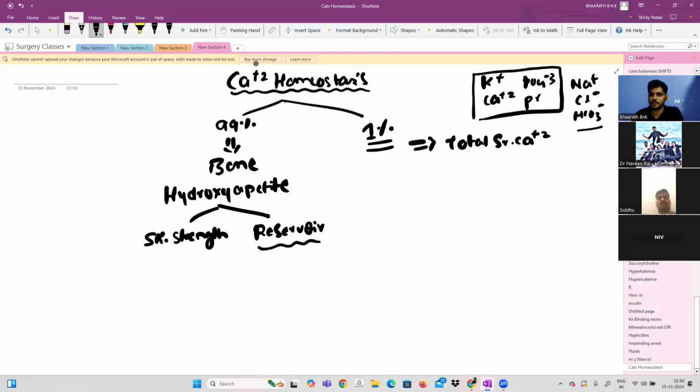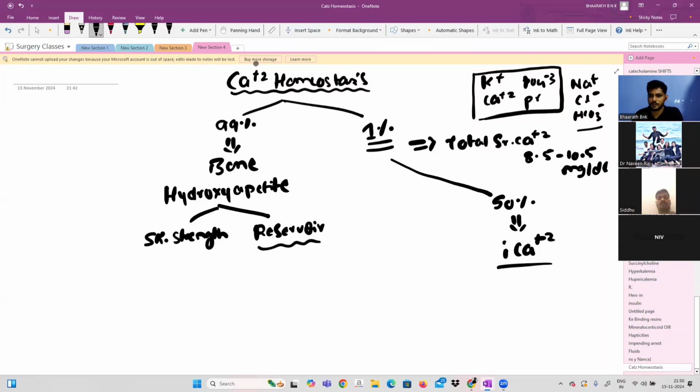This total serum calcium is normally in the range of 8.5 to 10.5 milligram per deciliter. For every deciliter of blood, there is 8.5 to 10.5. But it doesn't mean that this entire 1% of calcium present extracellularly is used for physiological functions. Of this 1%, if you take it as 100%, only 50% is in the form of ionized calcium. This ionized calcium is the physiological form, responsible for all the physiological actions of calcium.